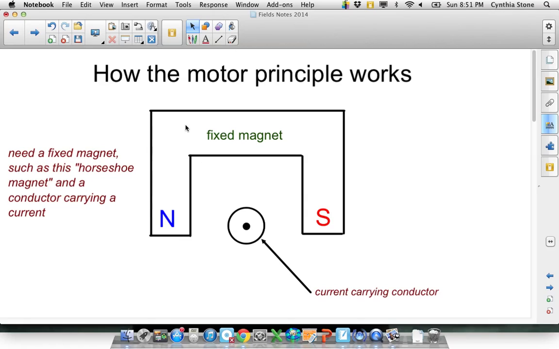For the motor principle to work, you need a fixed magnet, and then you also need a conductor. The idea is that the current in this conductor will create its own magnetic field, and that magnetic field will interact with the field generated by this fixed magnet. Those two will either cause an attraction, where the conductor will want to move up, or a repulsion, where the conductor will want to move down.